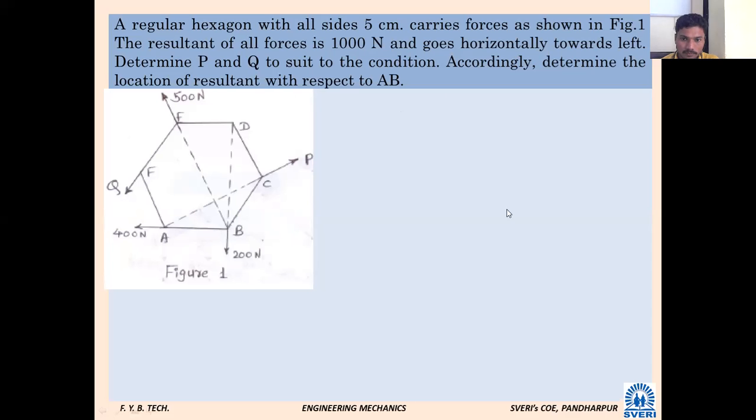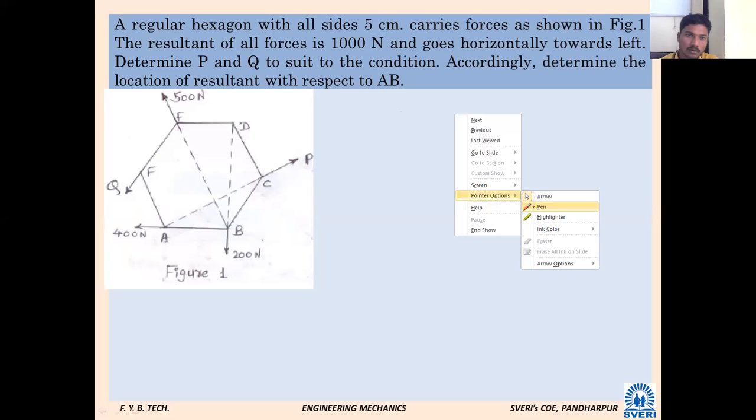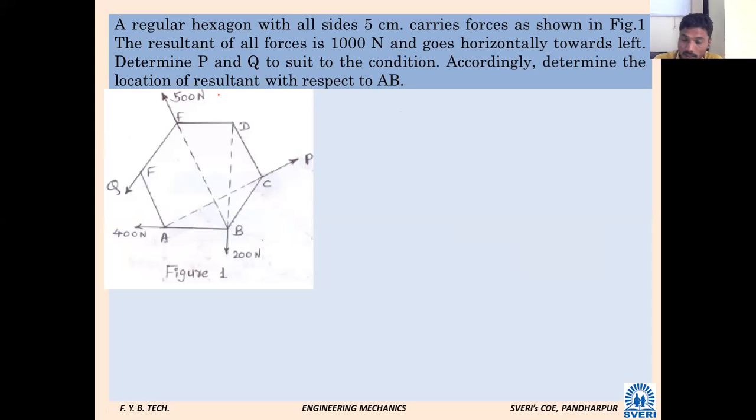A hexagon is given. What is a hexagon? How many sides does a hexagon have? Six sides. And a pentagon? A pentagon has 5 sides. Pentagon is 5 and hexagon is 6. Whenever such geometry comes into the picture, I will first tell what is given.